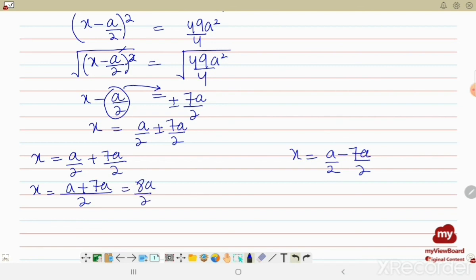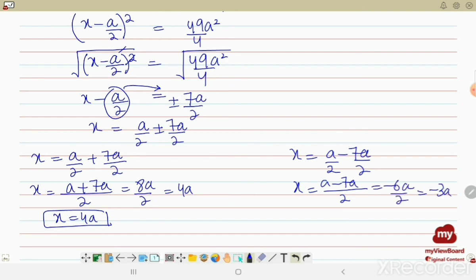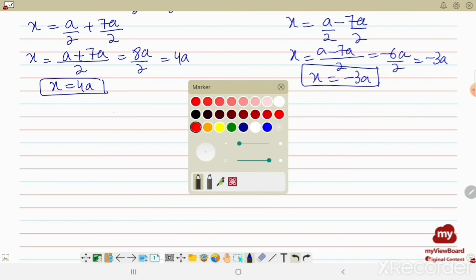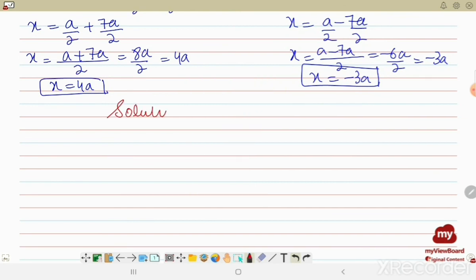8a by 2, it will become 4a. So x is equal to 4a is one answer. And here it is minus 6a by 2, and it will equal minus 3a. So x equal to minus 3a is another answer. So at the end, we'll just write down the solution set. So our solution set will be {minus 3a, 4a}.